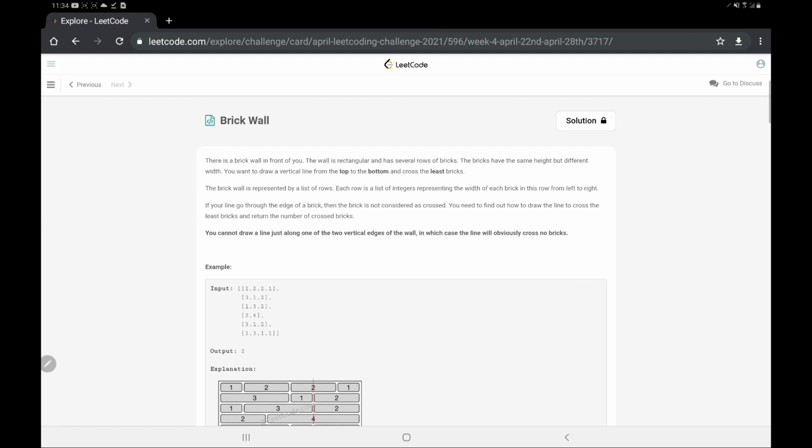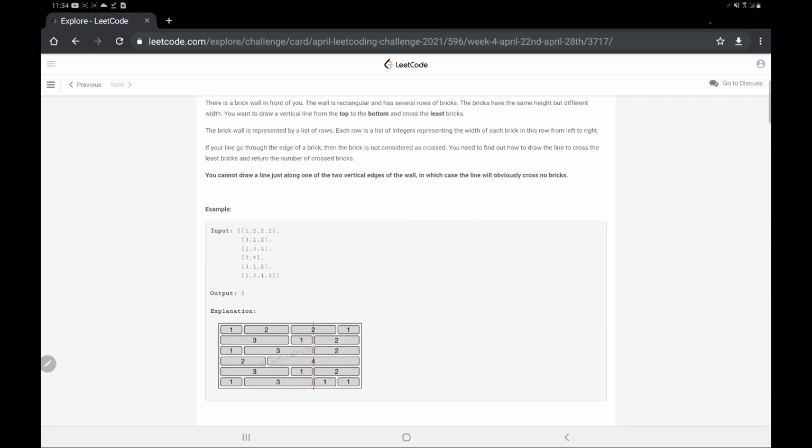I know it's a bit tricky, like what wall and how, but let's see. This wall is not like an actual wall; it will be in the form of a matrix. For visualization purposes, it's written over here. The height of each brick is the same, but the width, that is the length, differs, and the lengths are given to us, that is 1 2 2 1. I hope that clears the statement, and let's move on further.